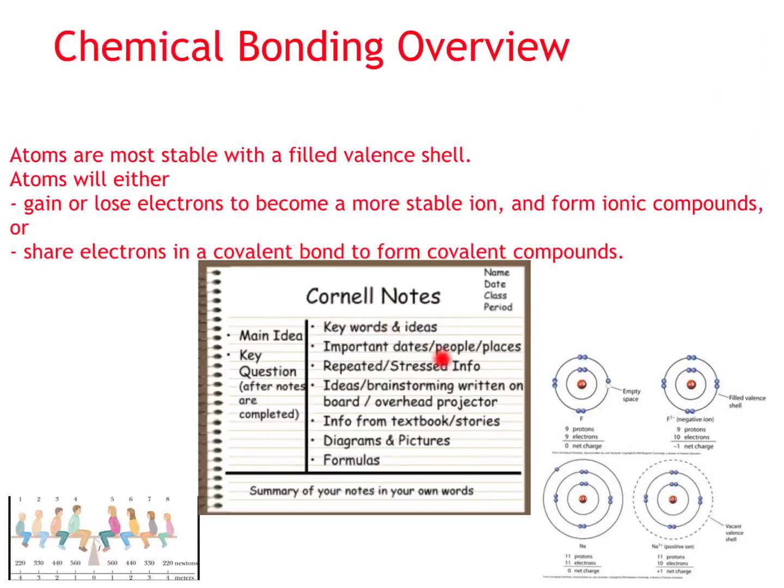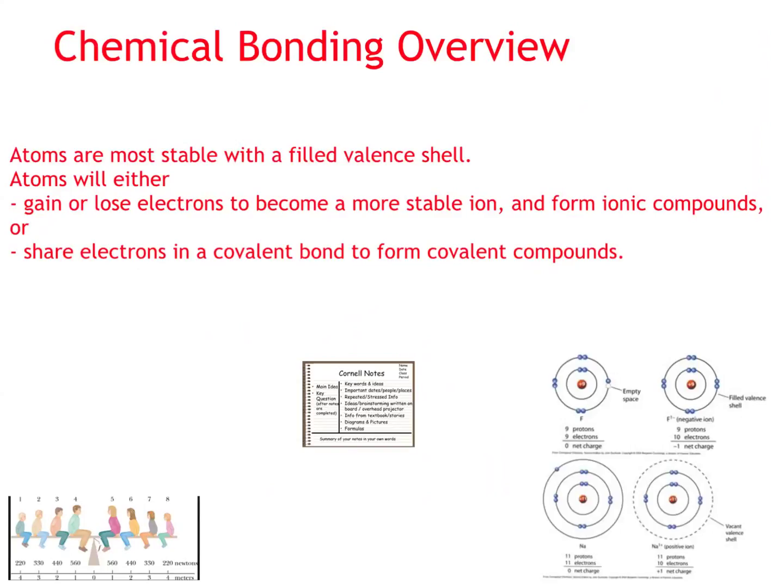And then on the right-hand side, we're going to be writing down our actual notes: the keywords, the ideas, repeated or stressed info. So if you hear me say things multiple times, you might want to write those phrases down. Formulas, diagrams, and pictures all go here on the right-hand side. When you're done taking your notes, it's a very good idea to do a summary, 3 to 5 sentences in your own words. It'll help the information stick if we do that.